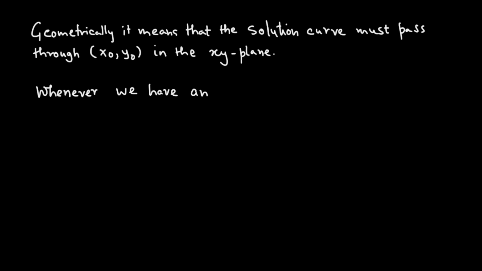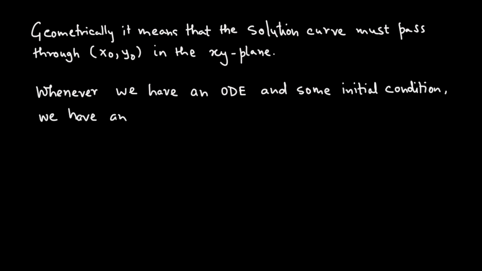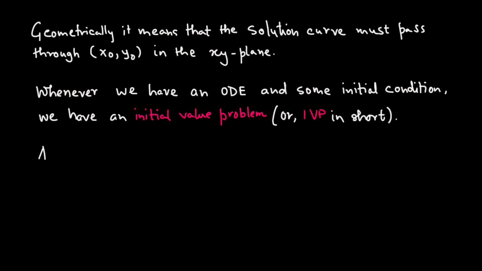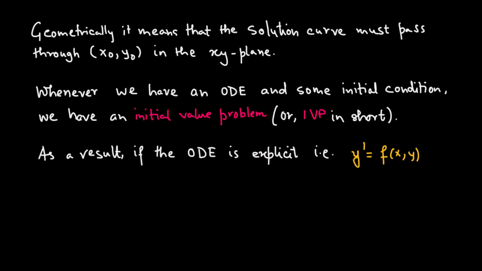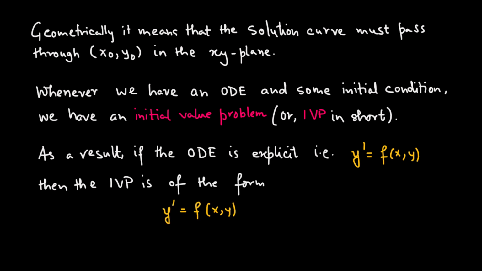Whenever we have an ordinary differential equation and some initial condition, we have an initial value problem, or IVP in short. As a result, if the ordinary differential equation is explicit, that is, y prime equals f of x comma y, then the initial value problem is of the form y prime equals f of x and y, where y of x0 equals y0.